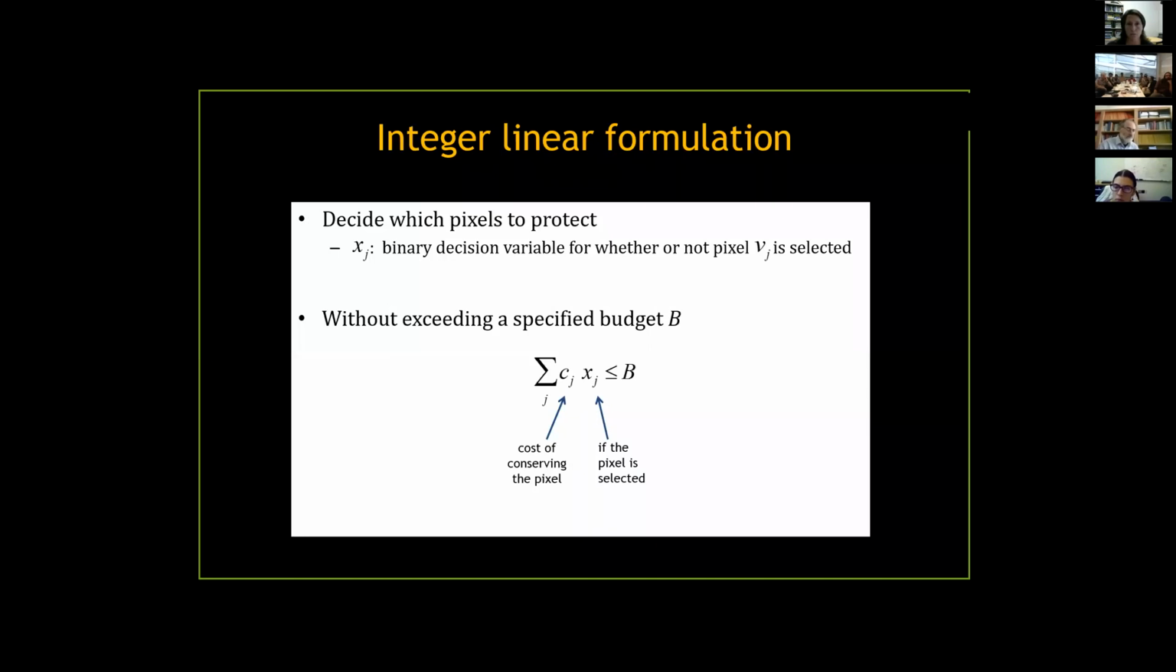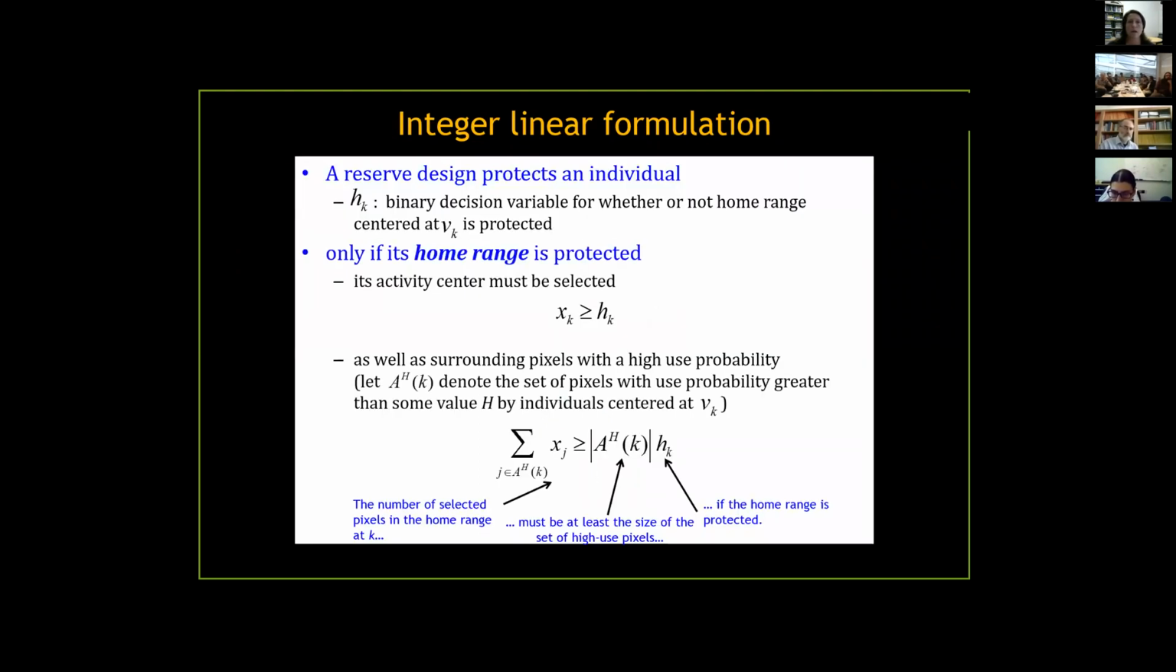And so what they did is took an integer linear formulation of this problem. And the decision is, okay, we need to decide which pixels we're going to protect without exceeding a specified budget B. And we need to think about, as I mentioned, we need to protect an individual only if its home range is protected. So the activity center, the S that I described before, has to be selected, as well as surrounding pixels that have a high use probability. And so that's denoted by H here.